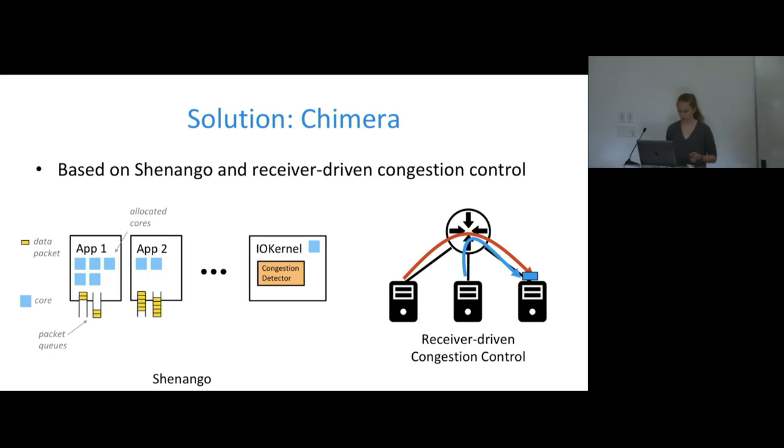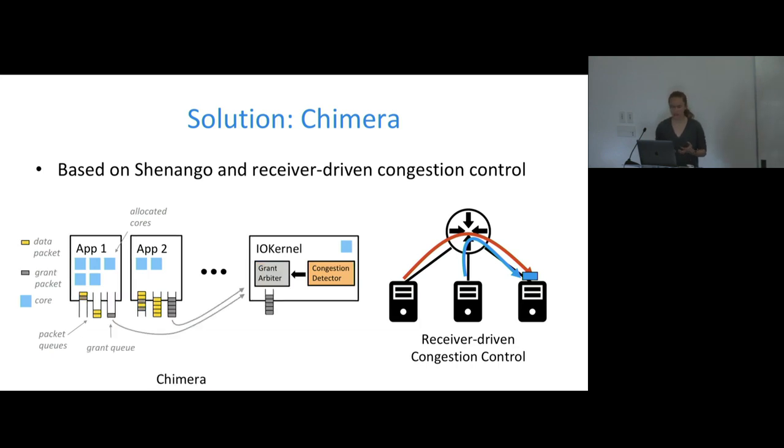So we combine these ideas to create Chimera. We augment each application in Shenango with an additional grant queue and augment the IO kernel with the grant arbiter. The grant arbiter uses the IO kernel's existing data about allocated cores and queue occupancies to determine each application's potential to make progress. Applications generate grant packets just as they normally would with receiver-driven congestion control, and the grant arbiter prioritizes outgoing grant packets based on this potential to make progress. These grant packets then clock the flow of incoming network traffic, and in this way, congestion control can take into account information about both network and CPU utilization.